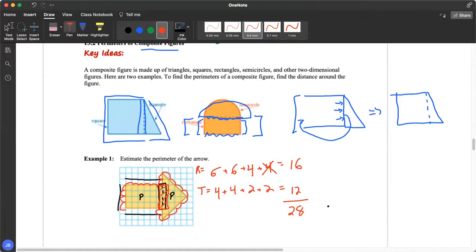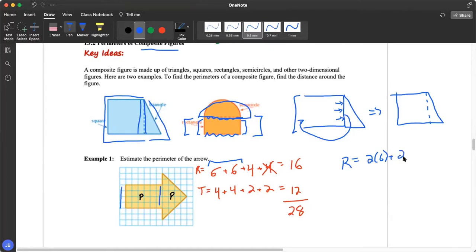Any questions on that one? All right, so I want to show another way we can do it if we decided to do the middle part as well. So if I found the perimeter of the rectangle, we'd have 2 6s, which we said is right here. And then we'd also have 2 4s. We'd have this side and this side. So we'd say plus 2 times 4. So now we have to remember that this is now part of our perimeter.